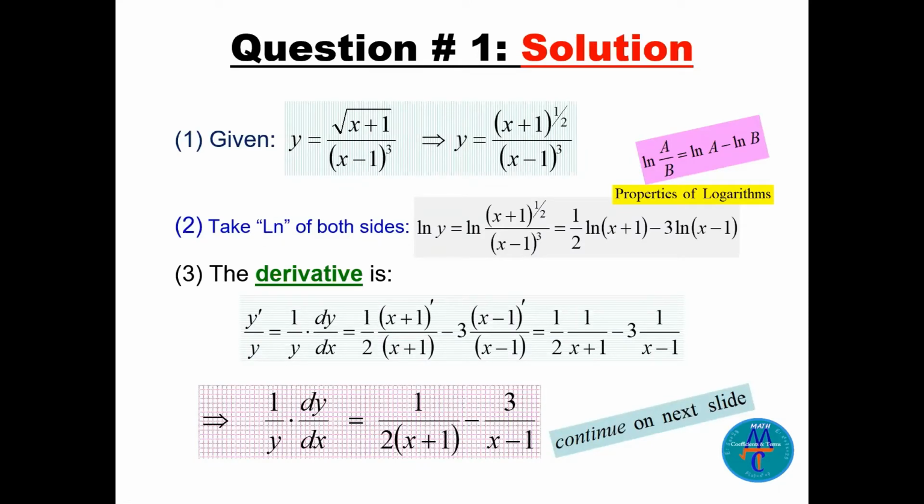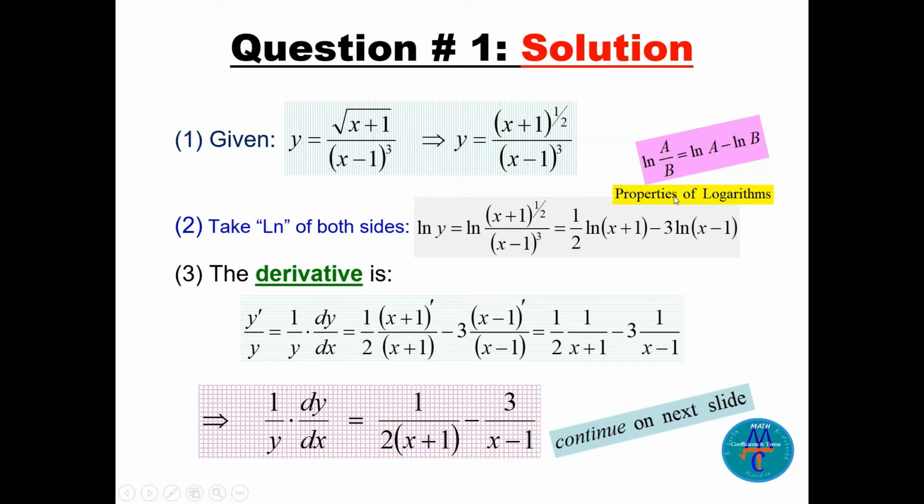Question number 1, solution. This is the function here given, y equals this over this. Change this to rational exponent, x plus 1 to the power half. Now, step 2, take ln of both sides. So take ln of the y here, both sides, ln of this division. Now, on the right side, you can use the properties of logarithms. So remember, ln of a over b will be ln of a minus ln of b.